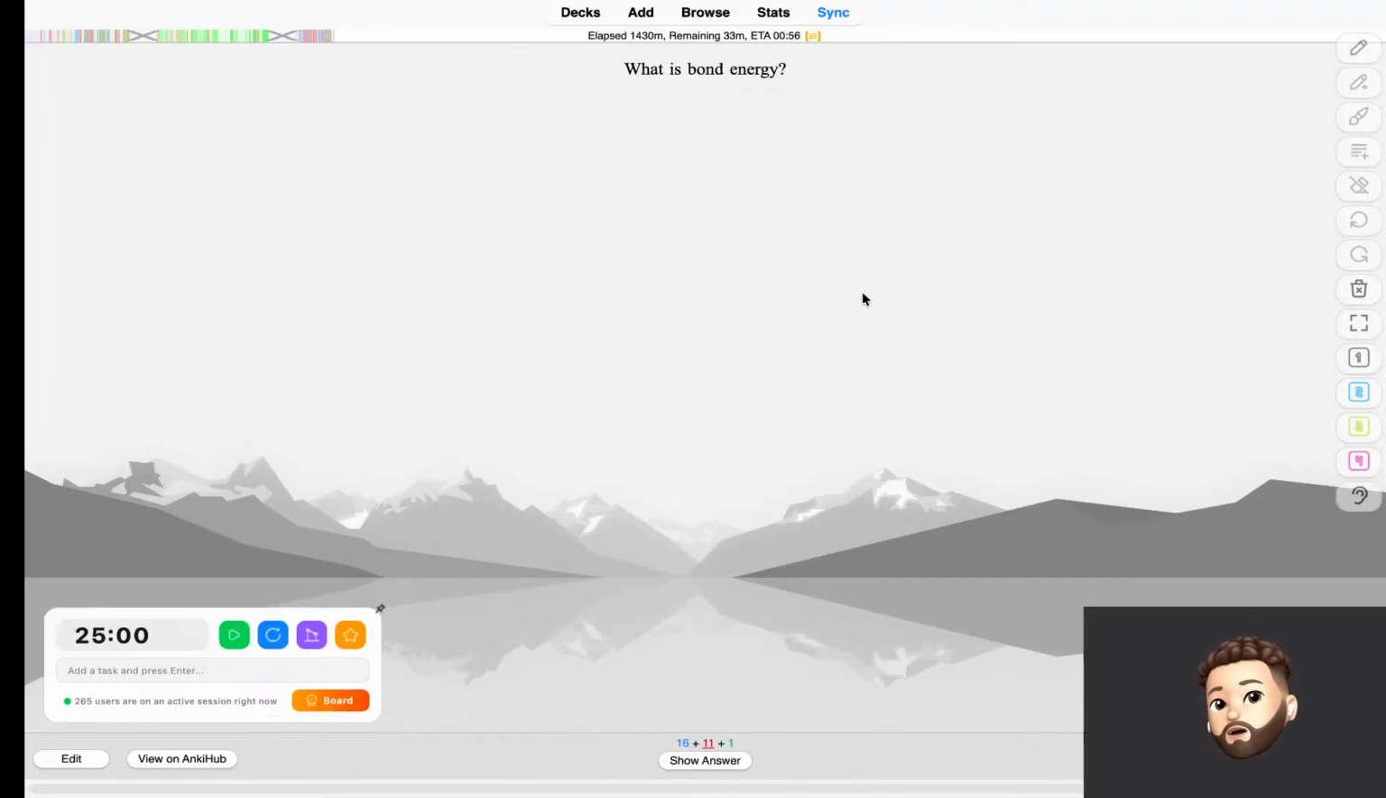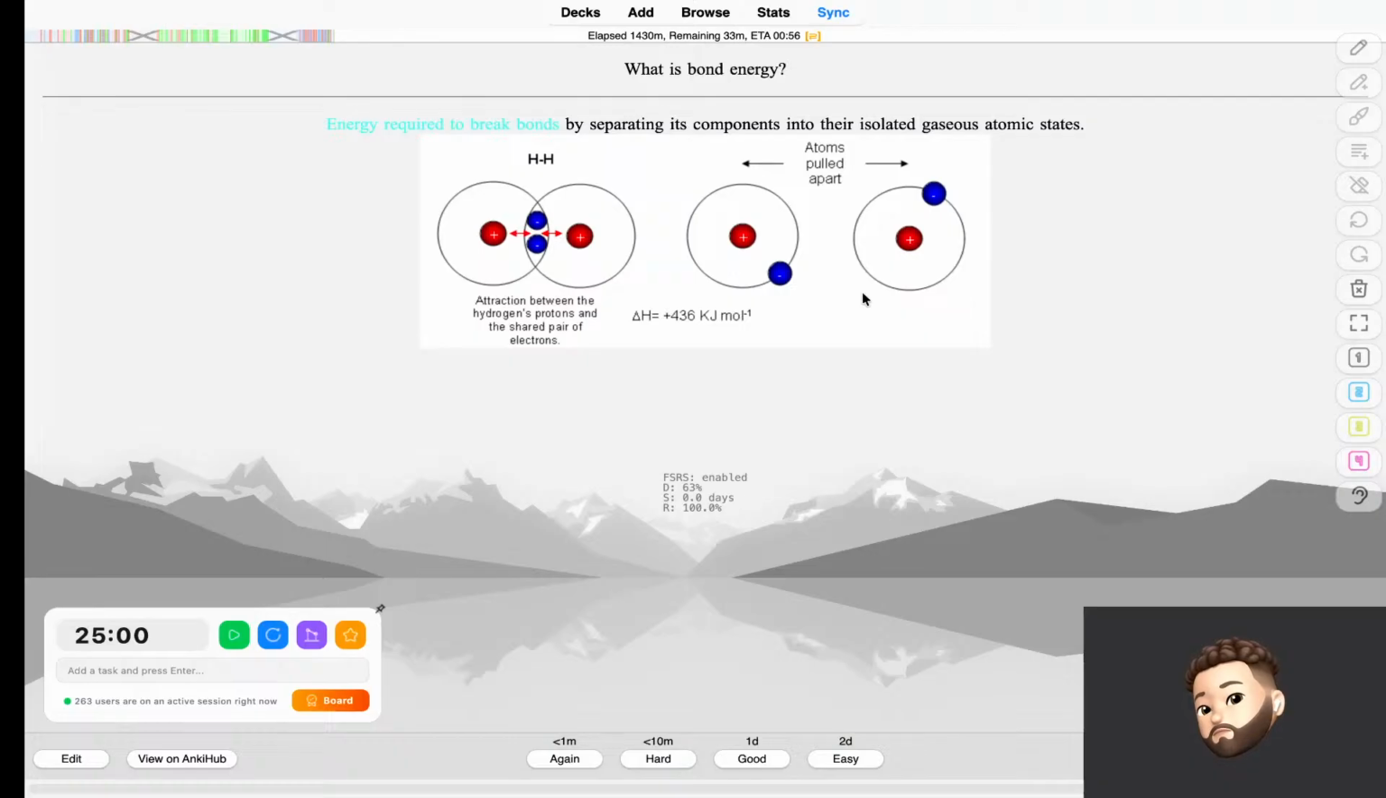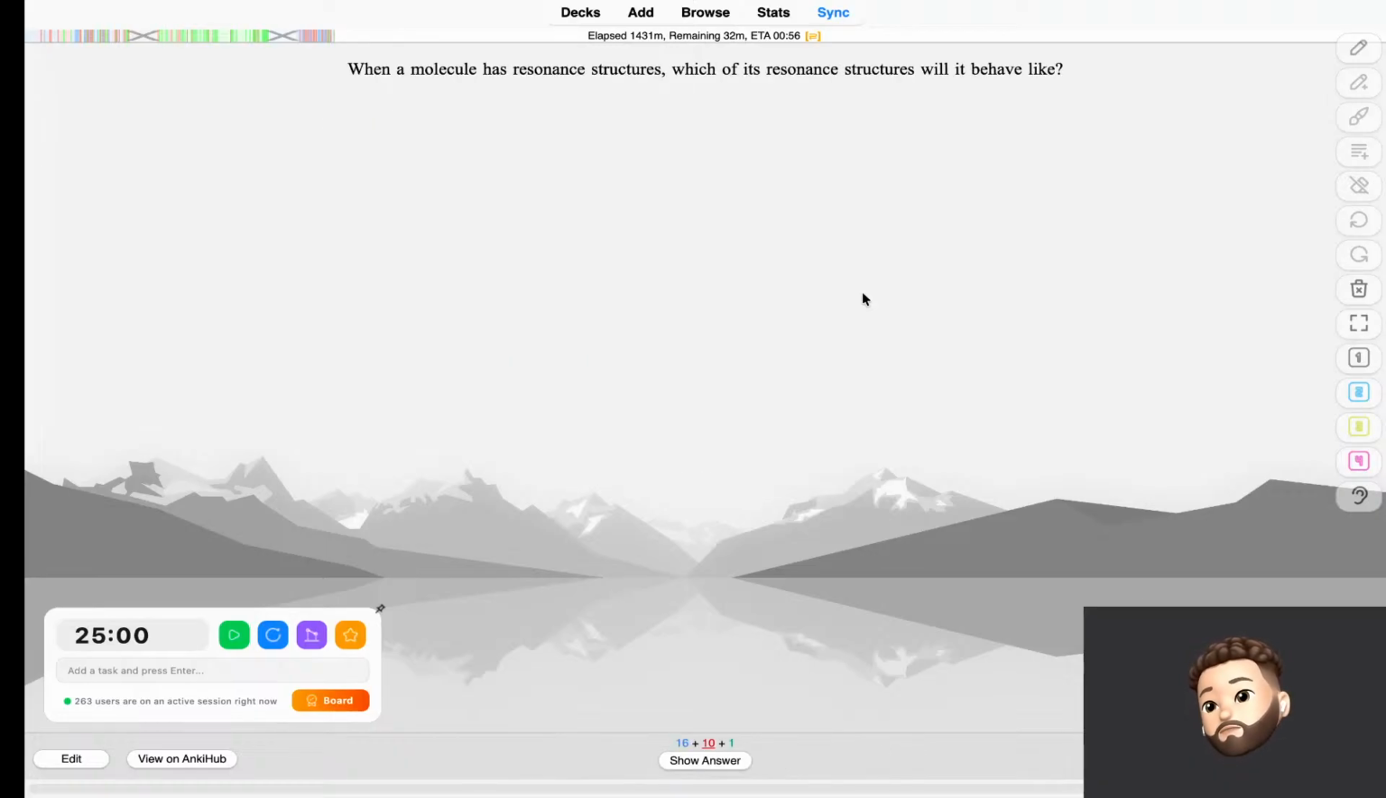It describes the energy required to break down a bond into its components, like separate components into their separate gaseous atomic states. When it has resonance structures, it's gonna behave like a hybrid. Sometimes it has a dominant resonance structure, so it's gonna behave mostly like that, but it's gonna have small properties of the others.